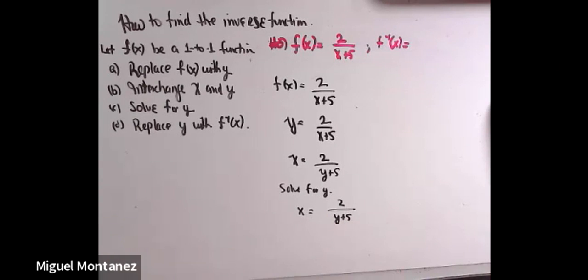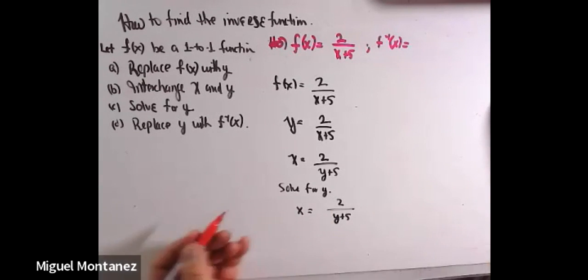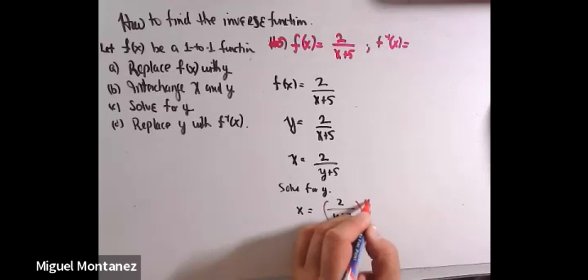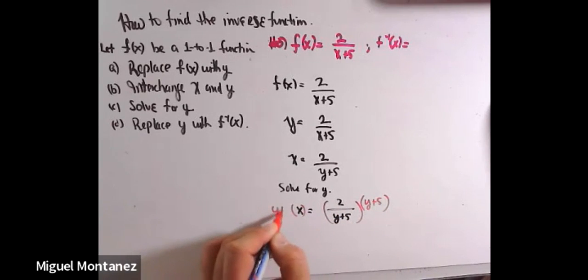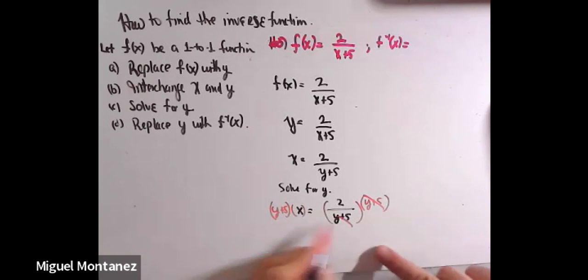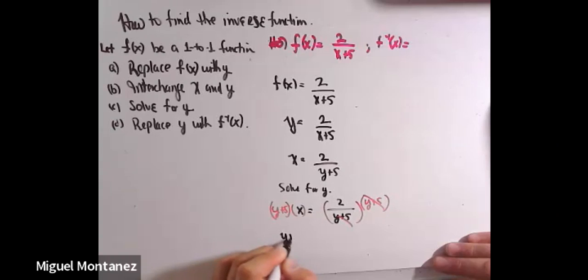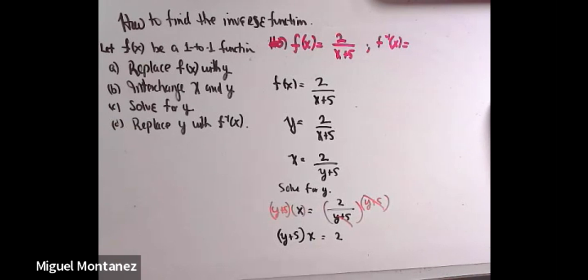Okay, we have a fraction. By now, we better know that if we want to solve, we should multiply by the LCD left and right. And here, the y plus 5 is eliminated. So let me just rewrite what we have. y plus 5 times x equals 2. We are solving for y.